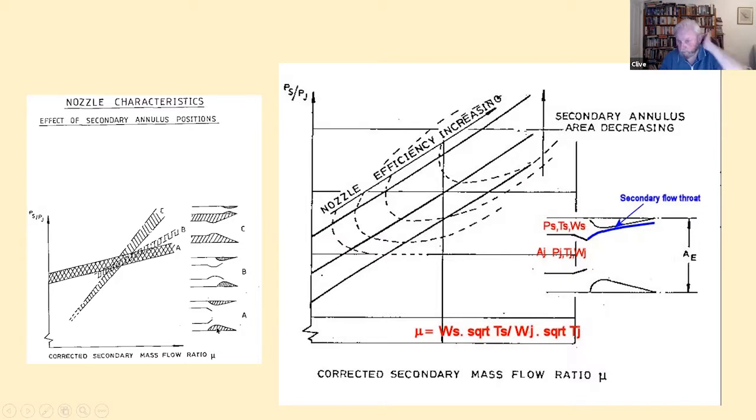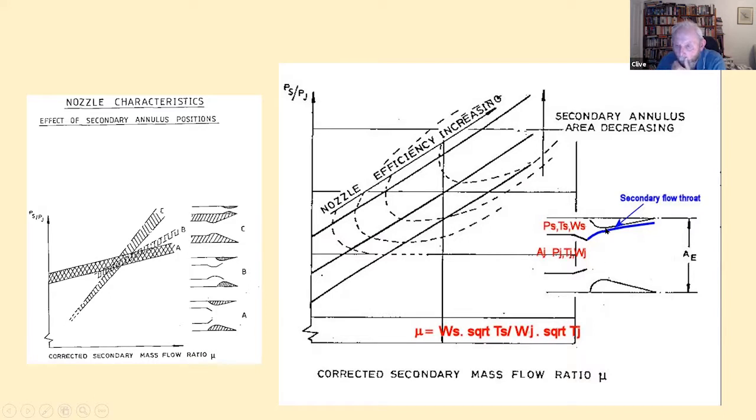Now the way that works: the expansion of the jet coming out of the primary, the expansion angle, is controlled by the pressure ratio between the primary and the secondary, or the inverse, which is secondary to primary, PS to PJ. The subsequent expansion of the primary jet also depends on that ratio.